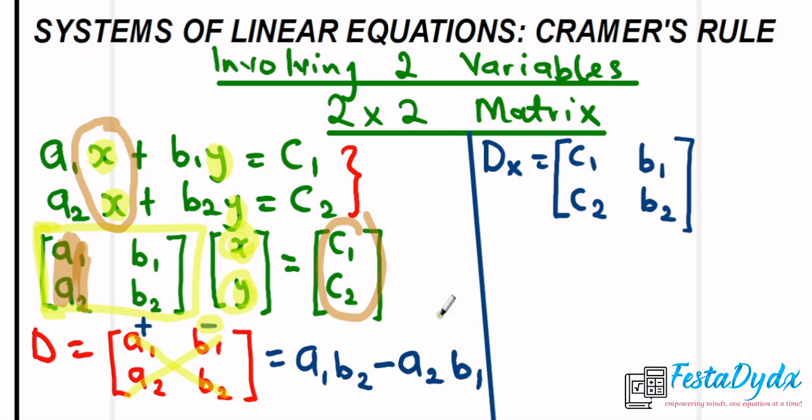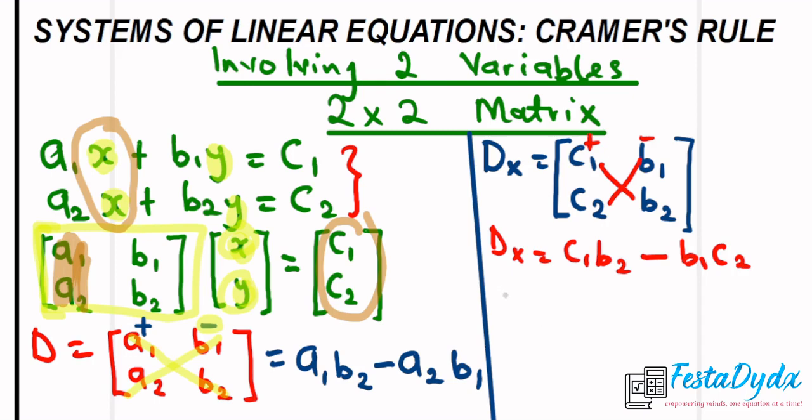The next thing is to look for the determinant of this. Remember, we'll have to put our plus and minus sign and then multiply the diagonals. So dx becomes this times this, which should give us C1, B2. Then because of this minus sign, we'll have minus the second diagonal, which is B1, C2.